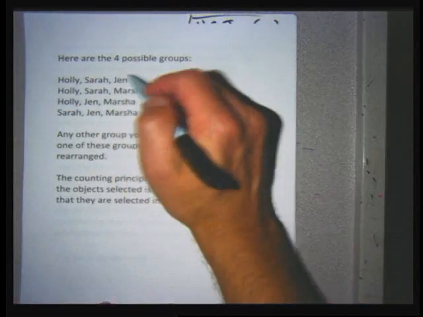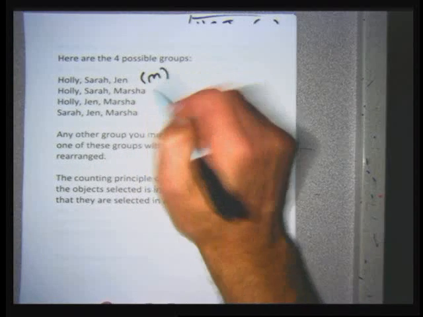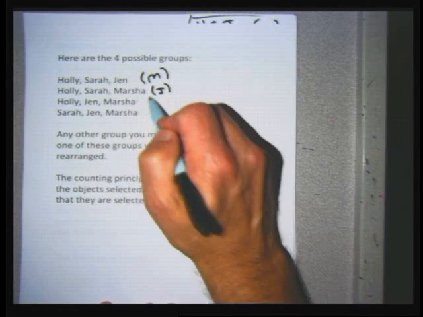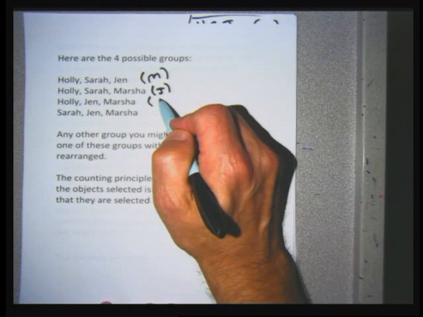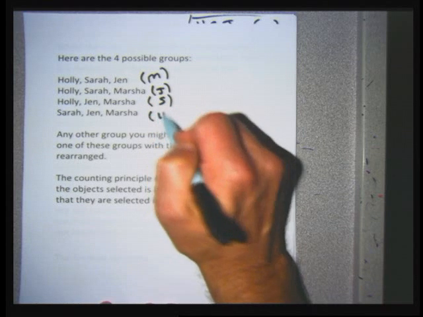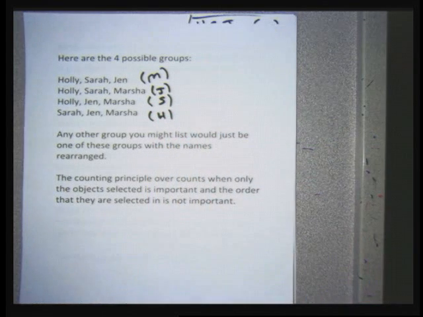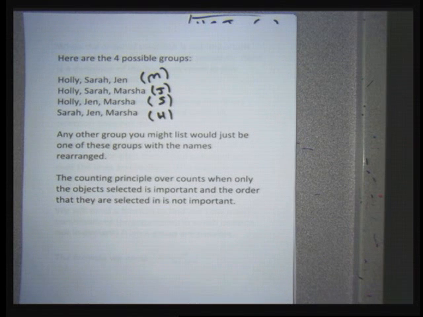This group right here is missing Marcia. This group right here is missing Jen. This group right here is missing Sarah. And this one's missing Holly. So there are 4 groups. Any other group that you could list for these 3 girls would have the same 3 girls in some other order, and we're not going to call that a different group.